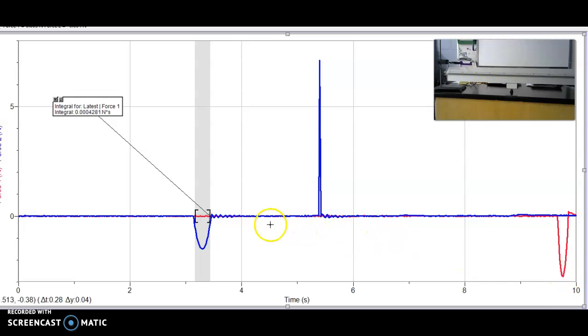Now, the other thing on here is that these forces are negative. And the reason they're negative is because the glider is moving in one direction, and these forces are being applied on it in the opposite direction. So that's why these forces are negative.